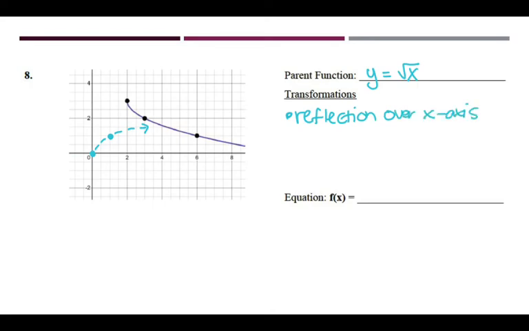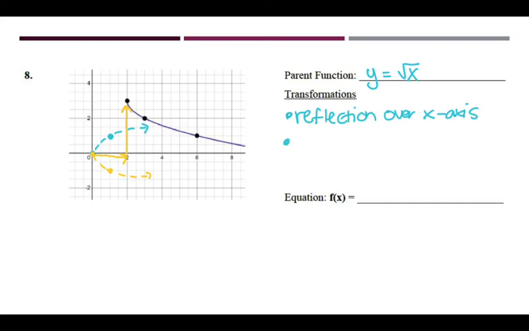And I know it's over the x-axis because if I were to take my blue points and actually reflect them to get this yellow, I can now see that my yellow graph is looking pretty close to my purple one. So that's a reflection over the x-axis. And then I also have these shifts. So how have I moved? I moved 2 units to the right and 3 units up.